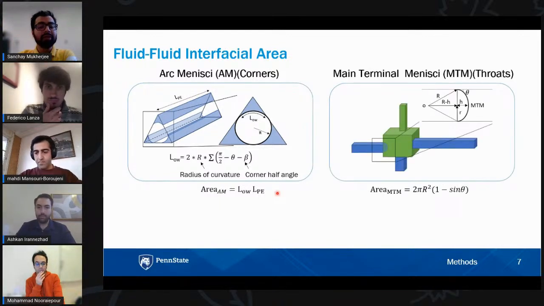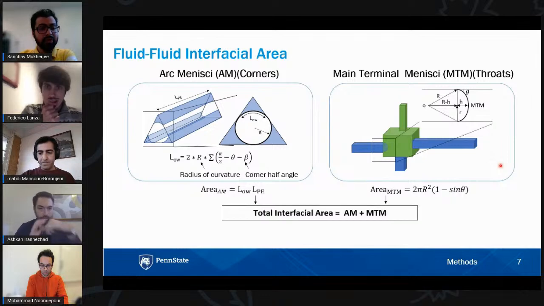For the interfaces at the cross sections of pores and throats or main terminal menisci, we can calculate the area from the length of an arc using geometry. In this, the throat areas are constrained to be less than the area of the sphere.